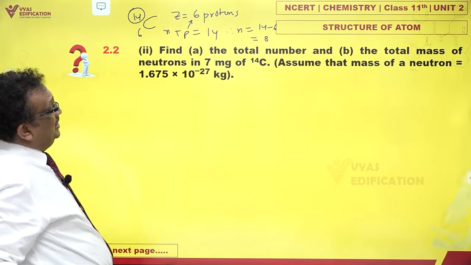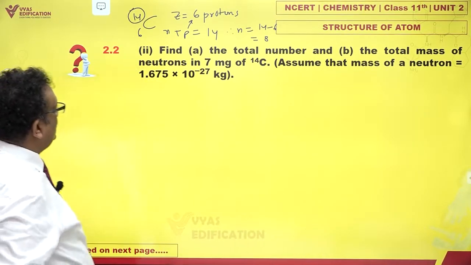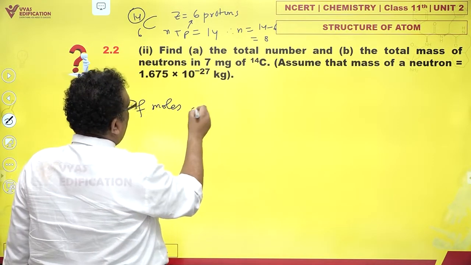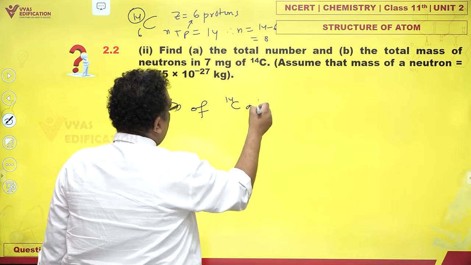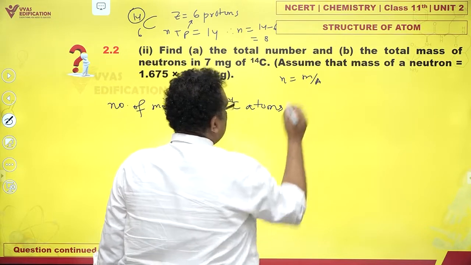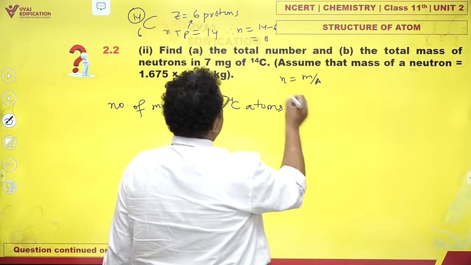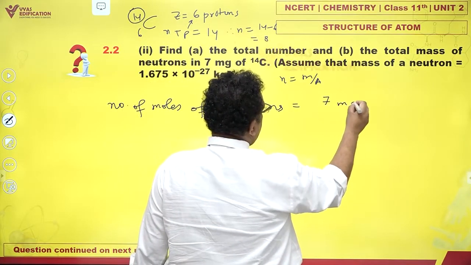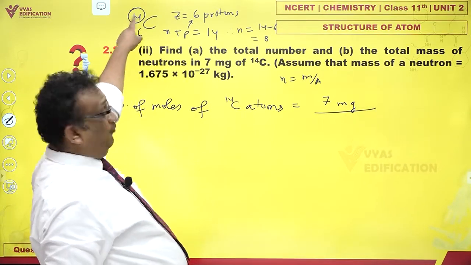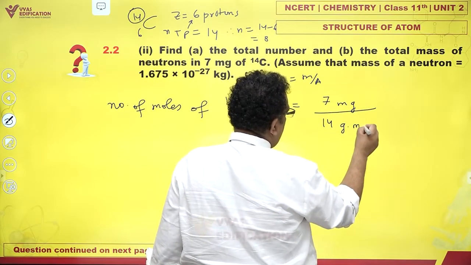Now I have 7 milligrams of C14. How do I find this number and mass? I need to first find the number of moles of C14 atoms. Moles is mass by atomic mass. So moles will be mass, 7 milligrams, divided by atomic mass. Atomic mass 14 is given clearly, so it is 14 grams per mole.